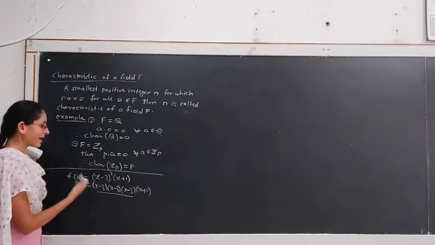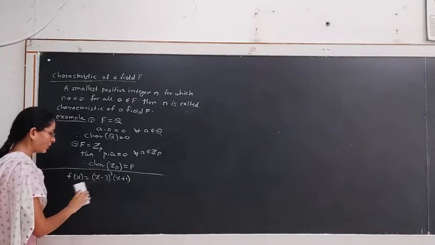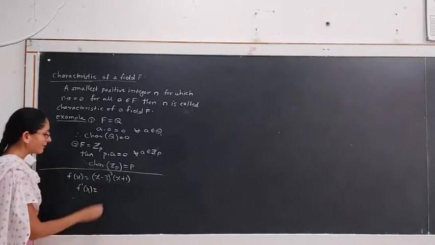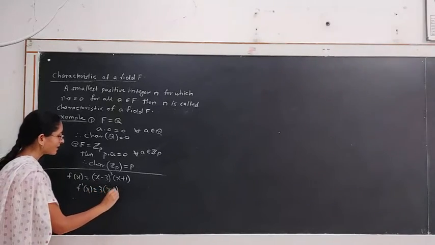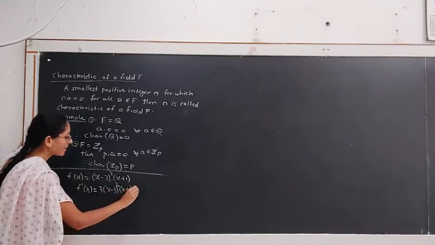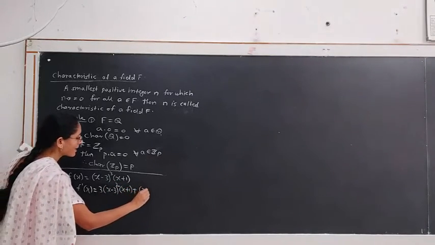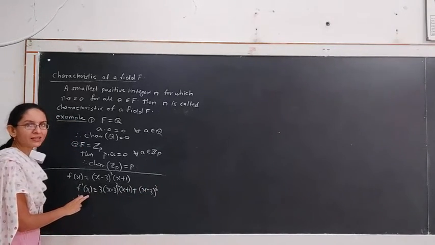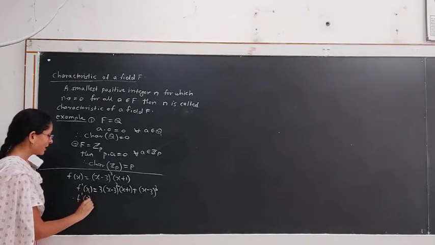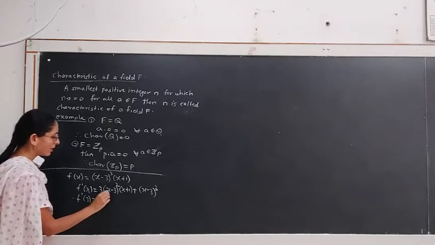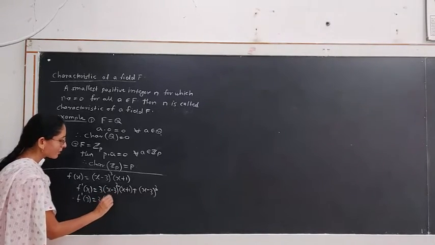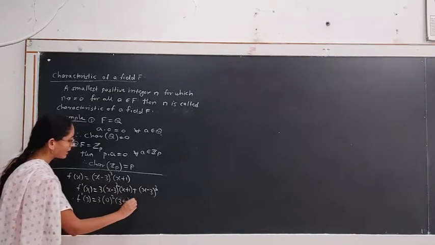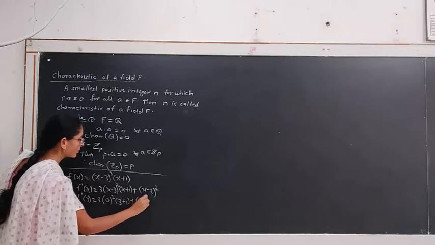If we consider its derivative, we know this polynomial f(x) has a multiple root. If we consider f dash x now, the derivative is 3 into (x minus 3) raised to 2 into (x plus 1), plus derivative of (x plus 1) is 1 into (x minus 3) raised to 3. And if we put x is equal to 3 in this derivative of f(x), we get f dash of 3 is equal to 3 into (3 minus 3, which is 0) squared into (x plus 1), plus (3 minus 3, which is 0) raised to 3, which is equal to 0.